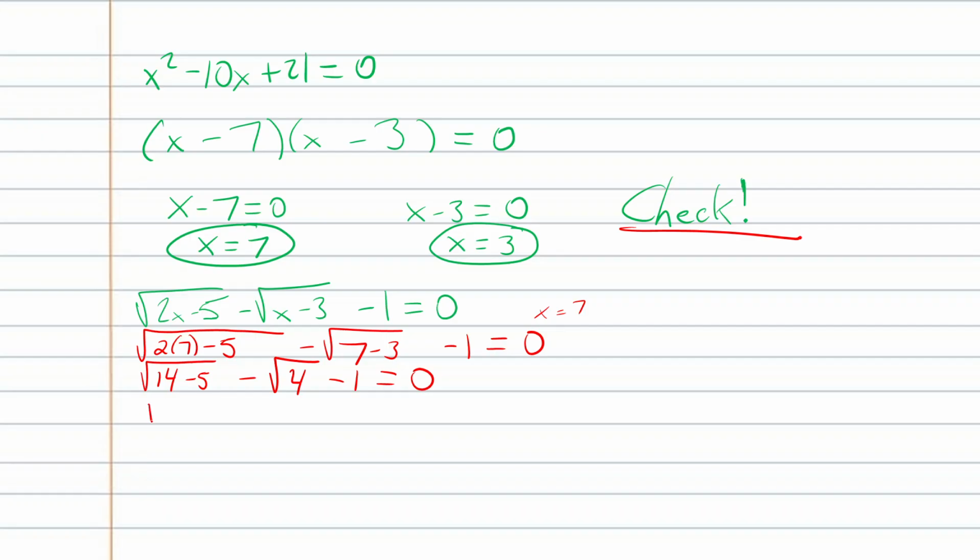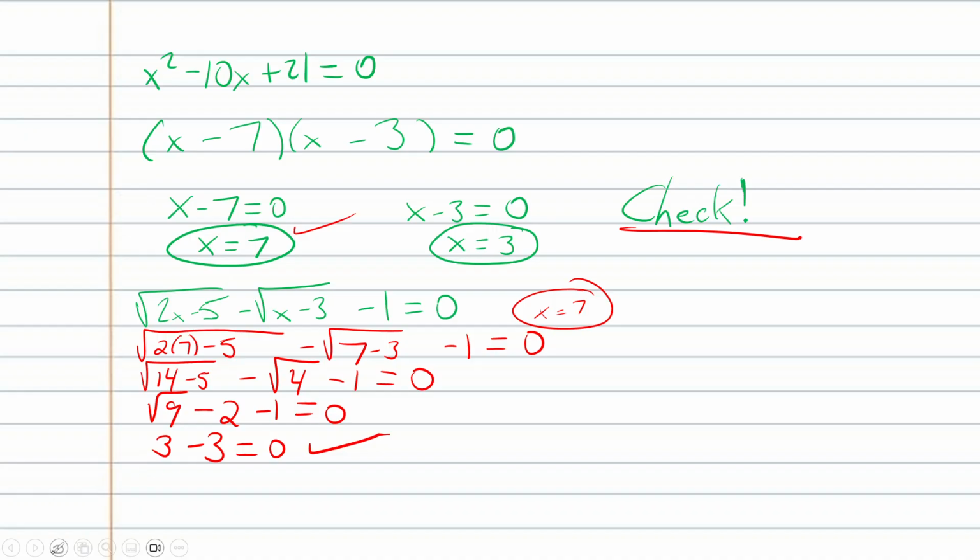14 minus 5 is 9. So I'm looking at the square root of 9. The square root of 4 is 2. The square root of 9 is 3. And then negative 2 and negative 1 is a negative 3. 3 minus 3 is 0. So, hey, 7 does successfully work. All right, we've checked 7.